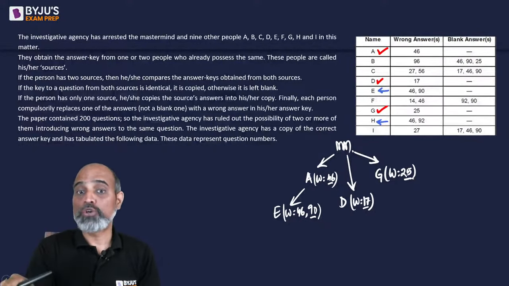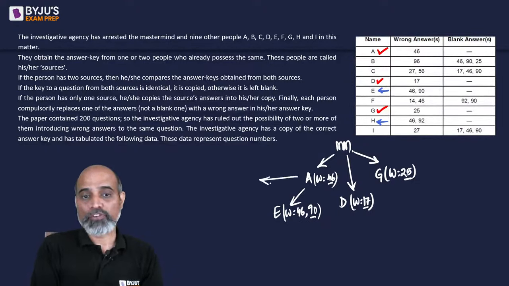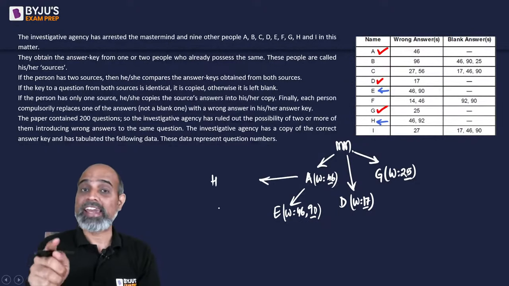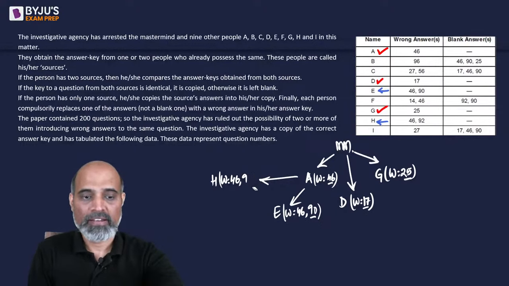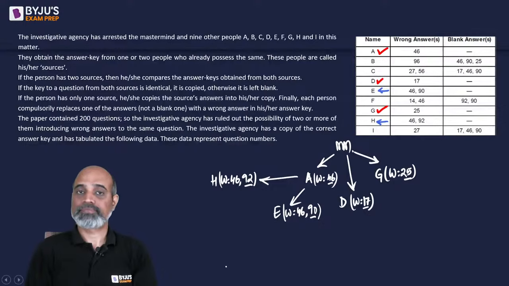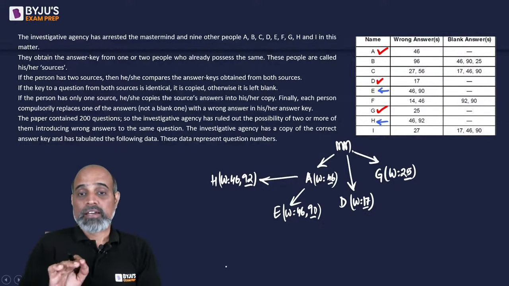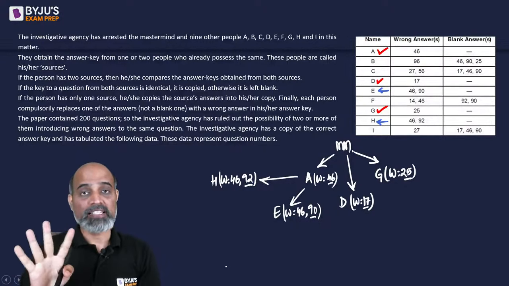If we similarly go to H, what we will find is H has 46 and 92. That means H is a copy from A only. So two people further copied from A such that 46 was copied as such, not knowing that it was a wrong answer, and H has made a mistake here of his own. That was question number 92, right? Now, the people that are left are B, C, F and I. These are the 4 people left.